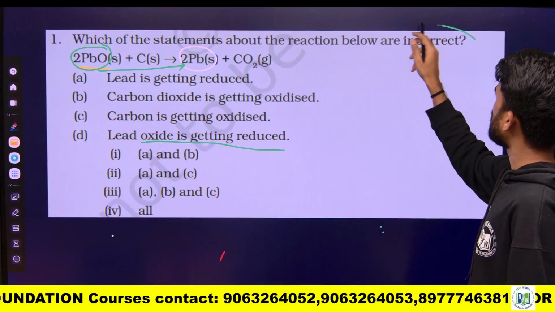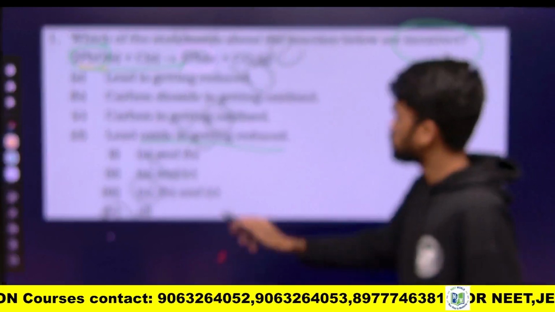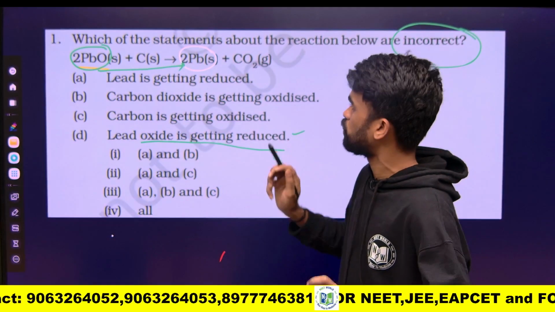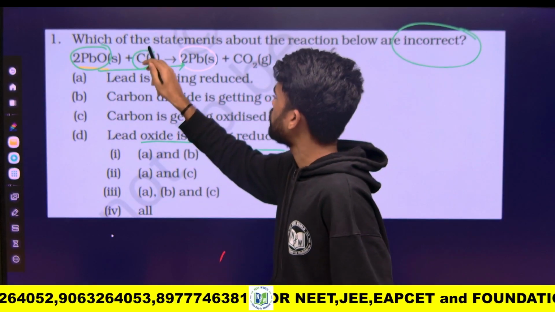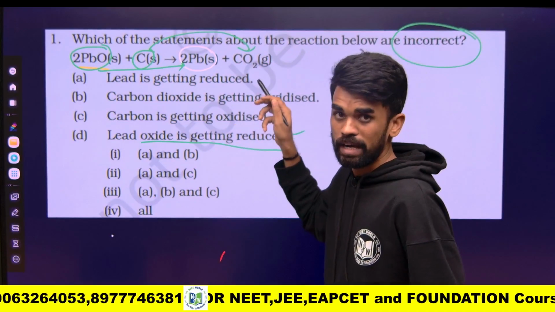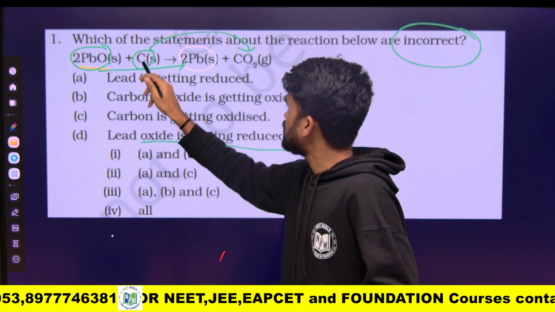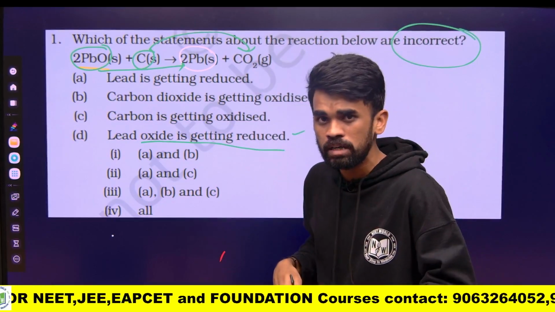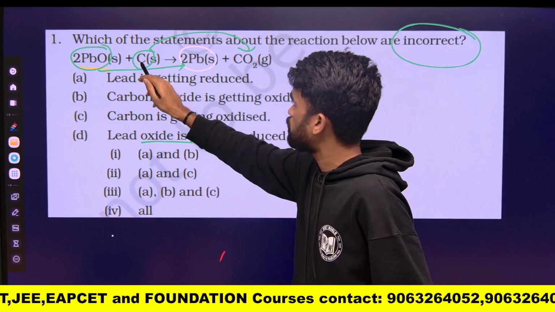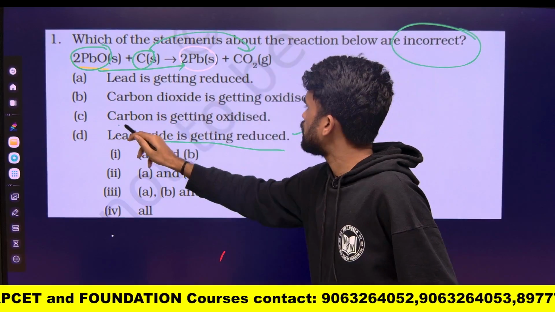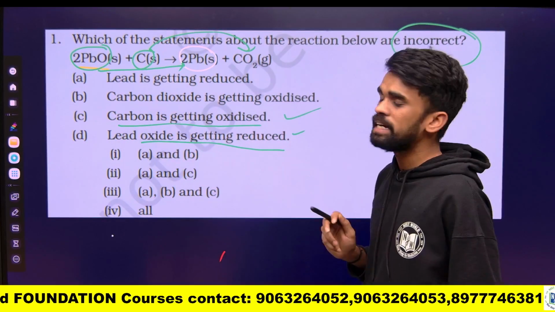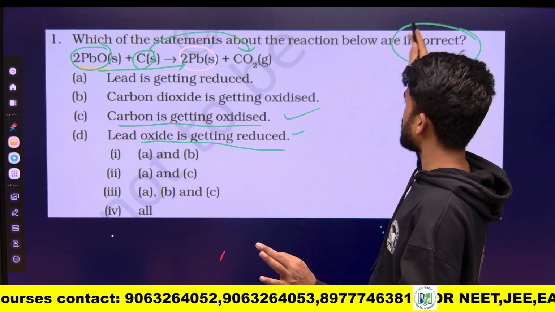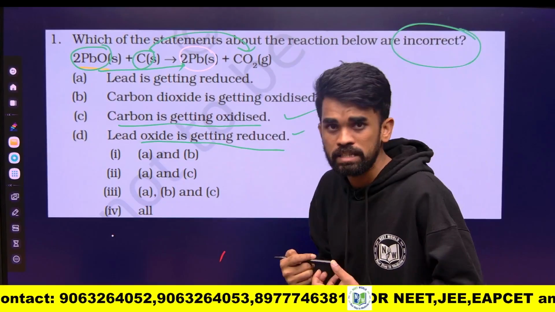They are asking about the incorrect one. Lead oxide is getting reduced, this is correct. Next, carbon is converting into carbon dioxide. In this process, what are we seeing? Addition of oxygen. Addition of oxygen is oxidation, so carbon is getting oxidized. So these C and D are correct statements, but they are asking about the incorrect statements. So what are the incorrect statements?